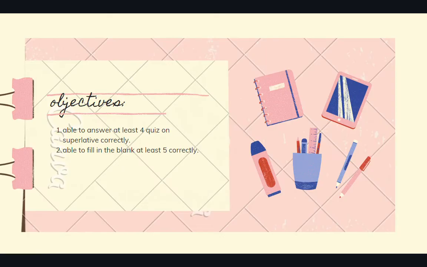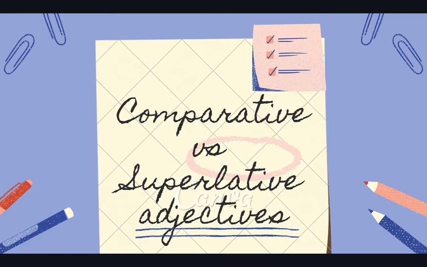Before we go into our lesson, I would like to explain to you today's lesson objectives. What is it? The first one is, at the end of the lesson, you will be able to answer at least 4 quiz on superlative correctly. Second one, you will be able to fill in the blank at least 5 blanks correctly. Okay, let's get into our lesson class.